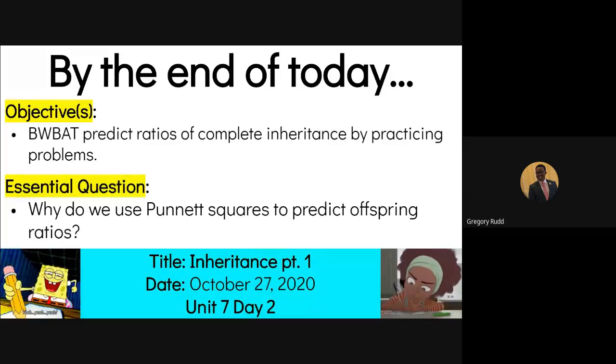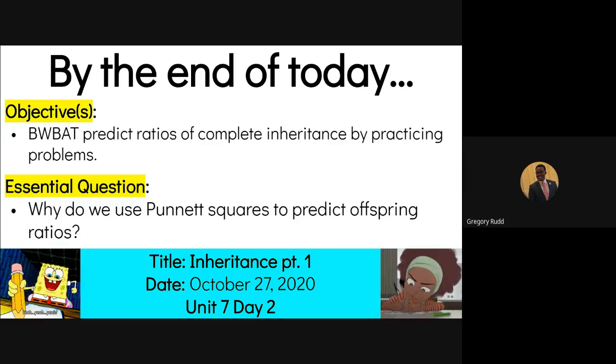By the end of today, biologists will be able to predict ratios of complete inheritance by practicing problems. We're going to do a lot of practice problems today, so I want you all to stay with me. I want you all to be engaged. I want you all to be participatory in the chat and taking yourselves off of mute so that you can give me some answers. The essential question that we seek to answer by the end of today's lesson: why do we use Punnett squares to predict offspring ratios?